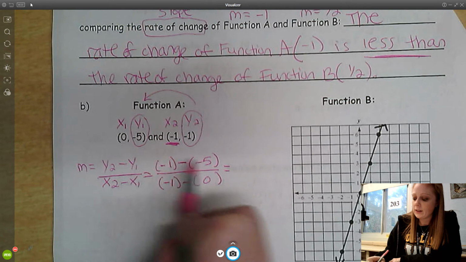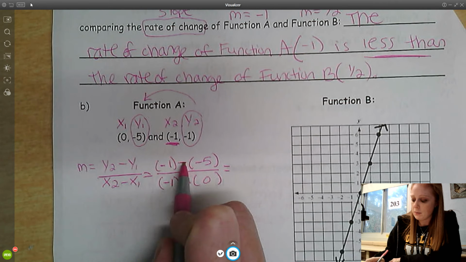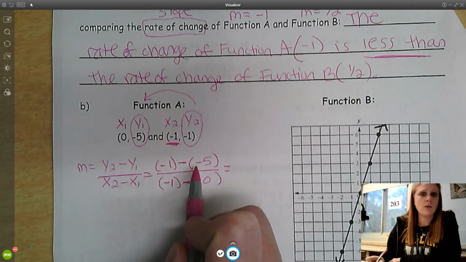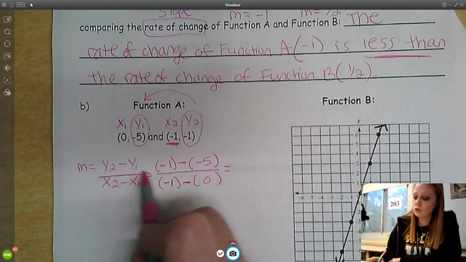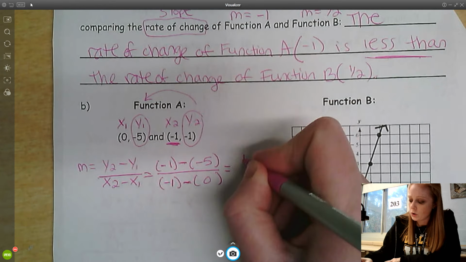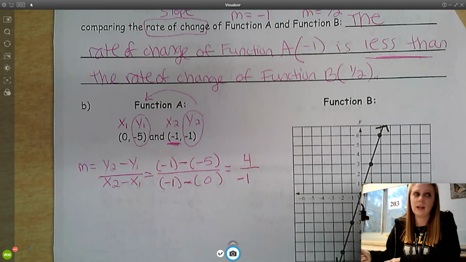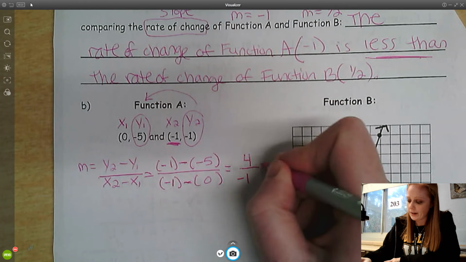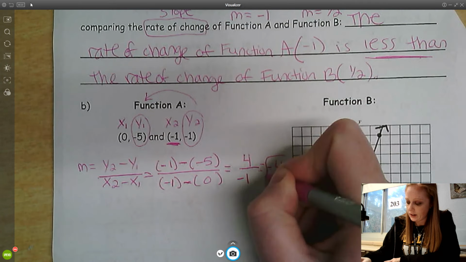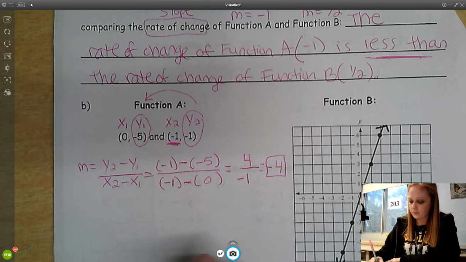Okay, you could put this whole thing in the calculator, but you have to remember that minusing a negative turns out to be positive. Or just type the whole thing in your calculator. So this is really -1 plus 5, which is 4. And then -1 minus 0 will give me -1. 4 divided by -1 is -4. My slope is -4.